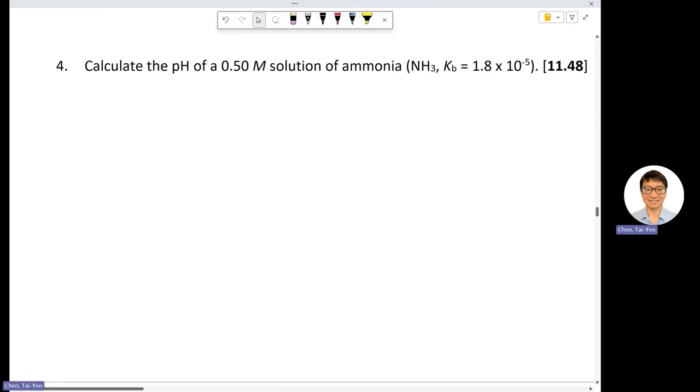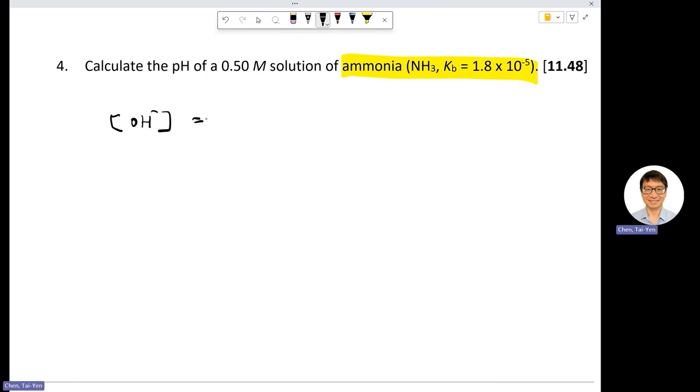Next, calculate the pH of a 0.5 M solution of ammonia, where the Kb is 1.8 times 10 to the negative 5. Right now we're entering the pH calculation. Every time you see the keyword pH, the first question you should ask yourself is, what kind of solution do you have? It's a weak base.